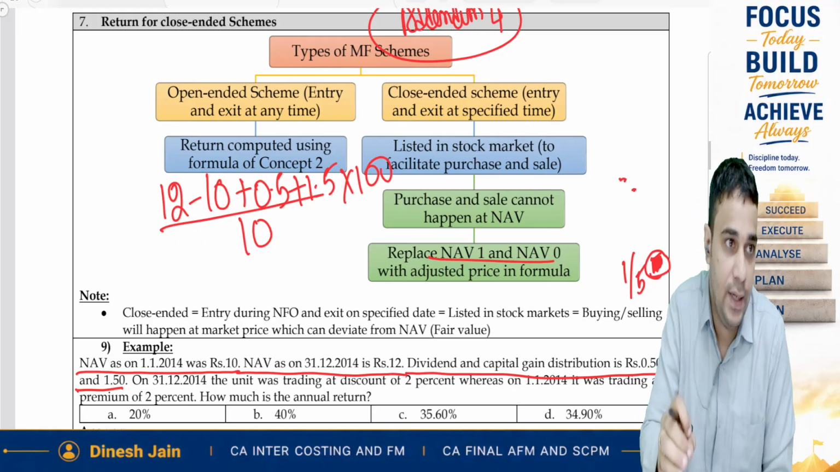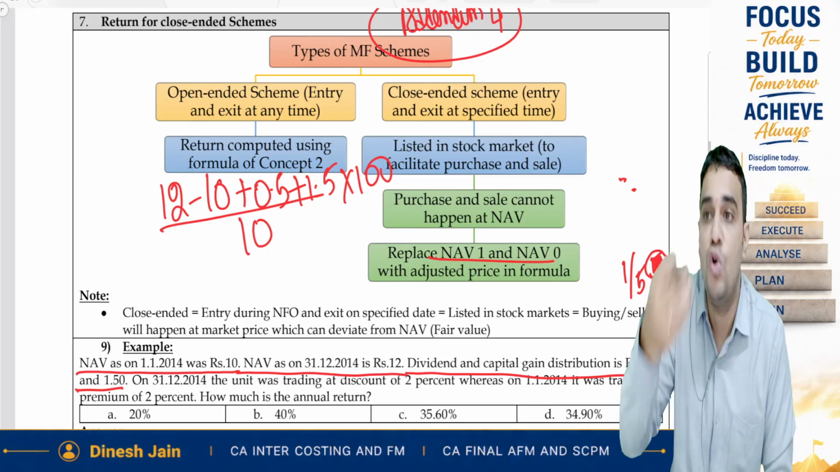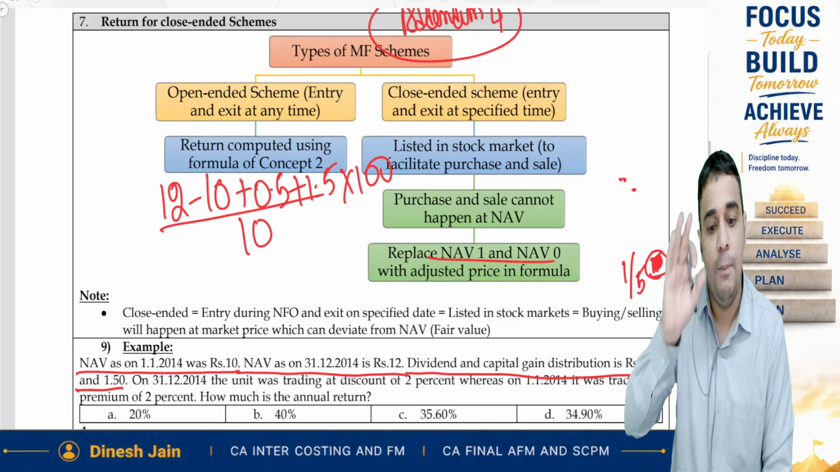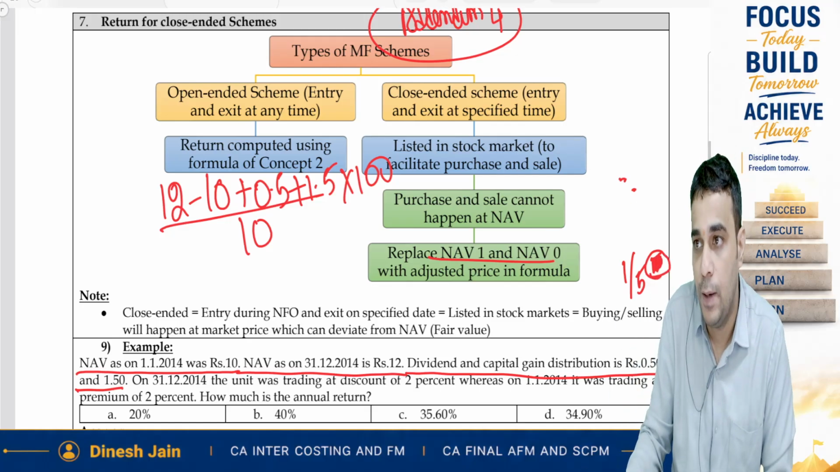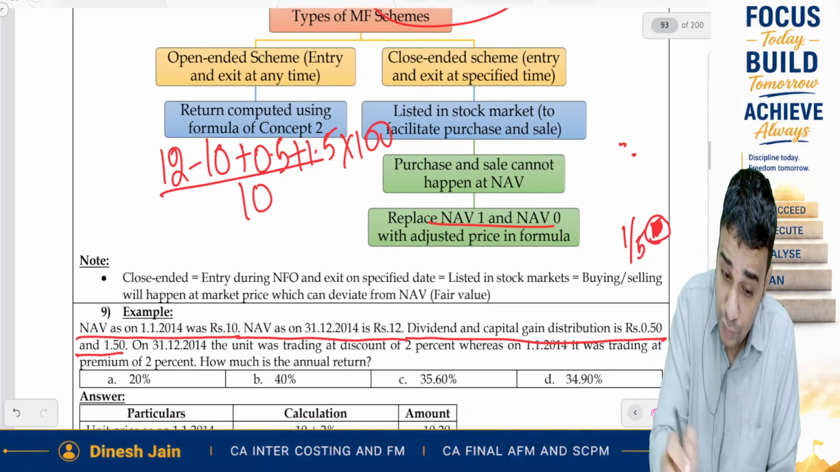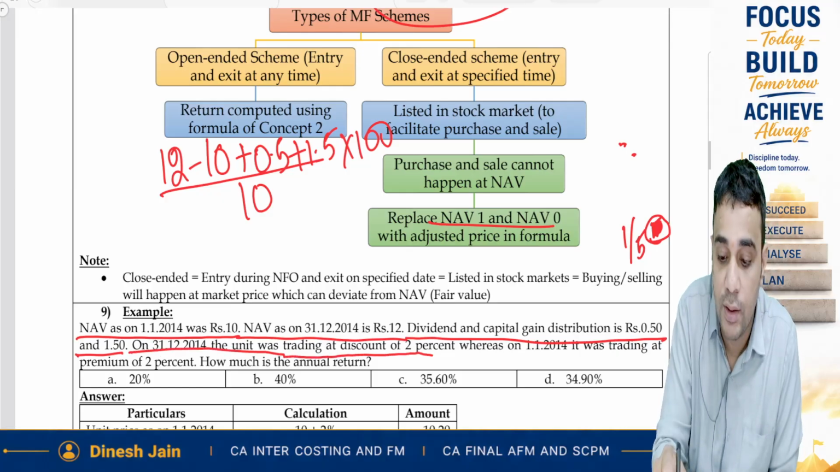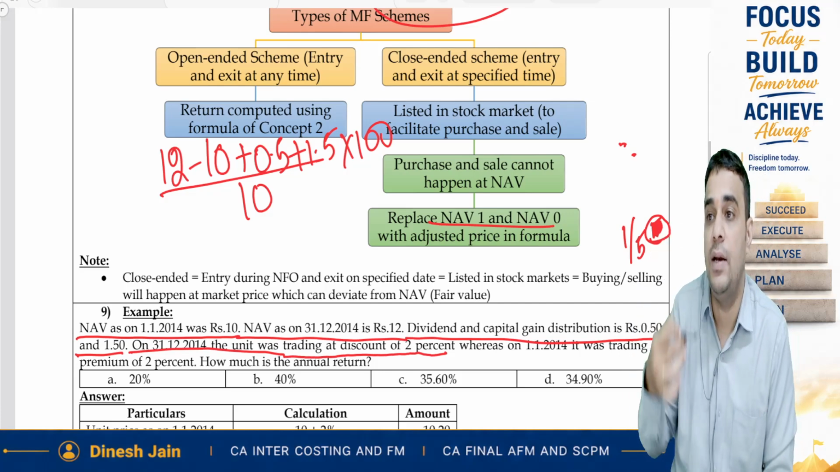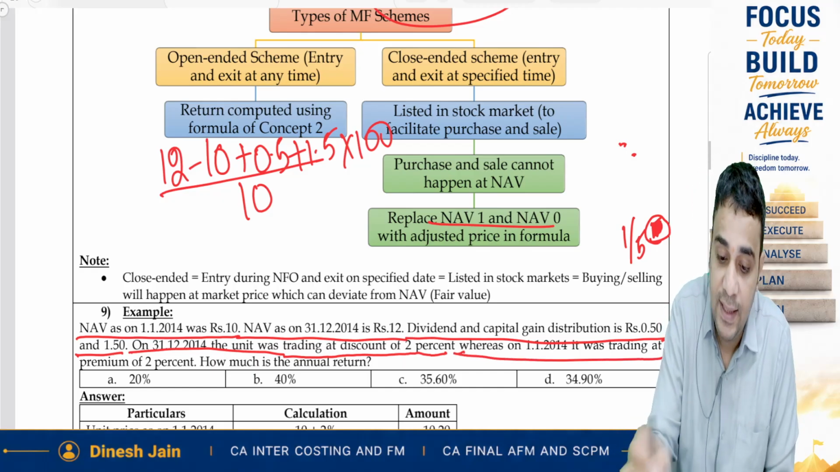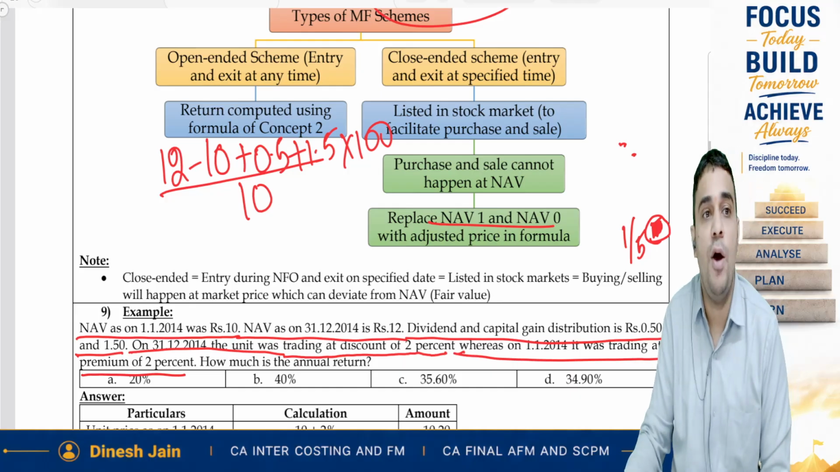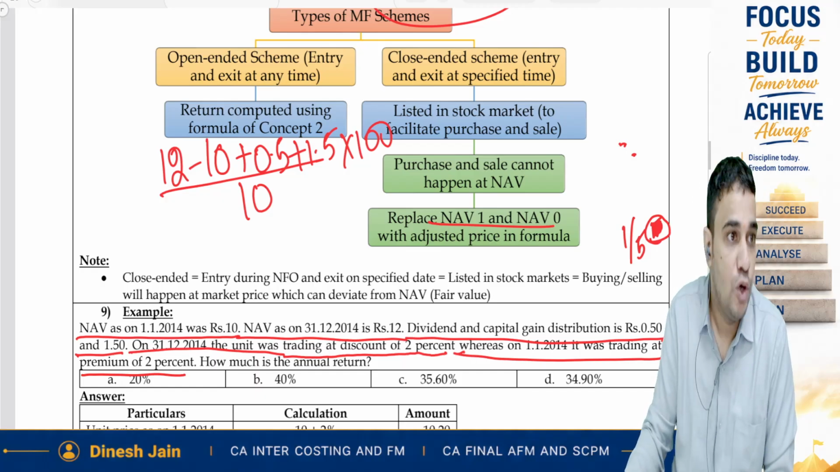In a close-ended scheme, you may get more than 12 or less than 12, and you may pay more than 10 or less than 10. The 0.5 and 1.5 you will get, there are no doubts. On 31/12, when I'm exiting, it is trading at what? Discount means lesser by 2%. When I'm entering, it is trading at a premium of 2%. When I'm exiting, 2% less; when I'm entering, 2% higher.